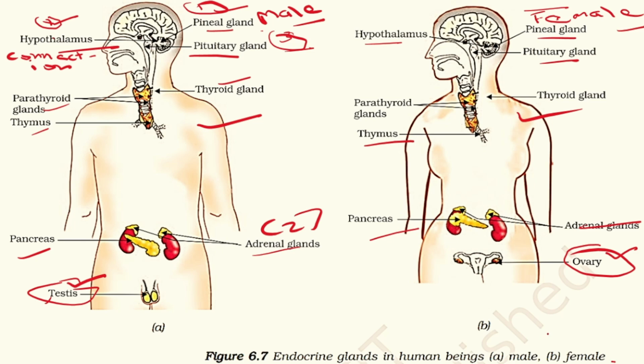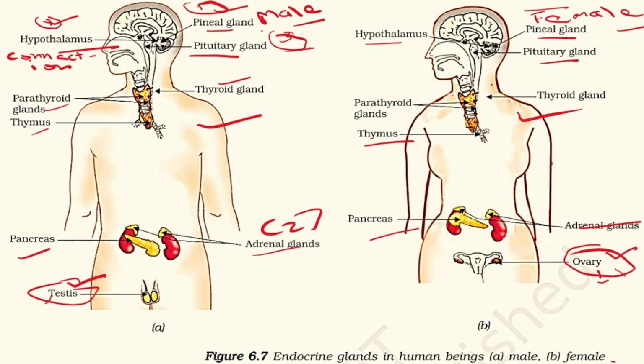It also serves as an endocrine gland, as the ovary secretes many different types of hormones. This is a female reproductive organ present in females only and it is absent in males. In case of male, we have testis, and in case of female, we have this ovary. This is the only difference between the endocrine system in male and the endocrine system in female.